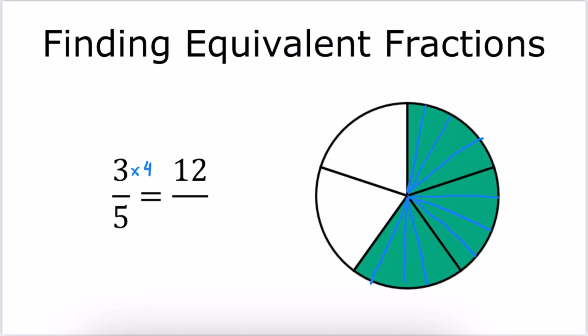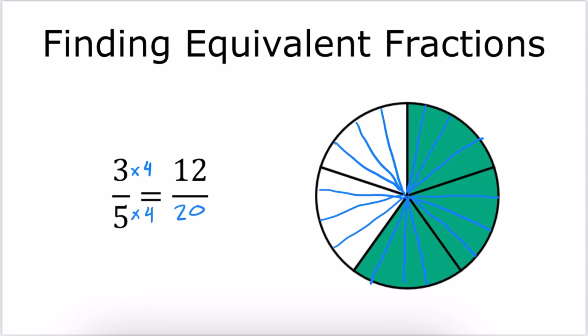But in order to make all the pieces in the circle the same size, I also need to cut these ones up into fourths. And that's where we would multiply the denominator by 4. Because if I take all 5 of the pieces in my circle and cut them up into 4 smaller pieces, then I'm going to have 20 of those smaller pieces. And so 3/5 equals 12/20.